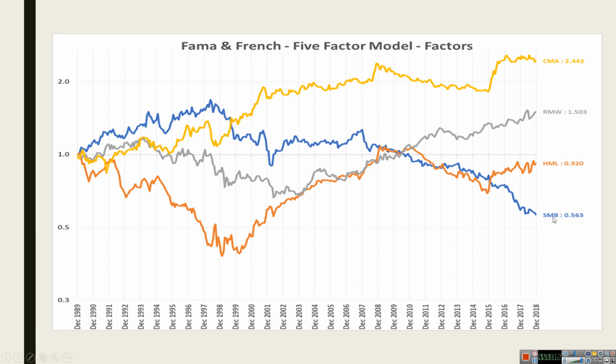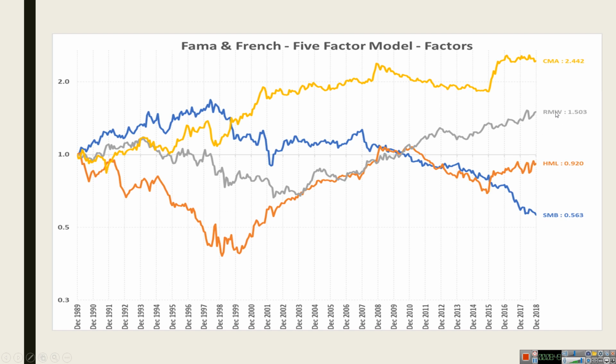This is small minus big, and you'll see that small companies did do better for about 10 years, and then they kind of didn't for the next 10 or 12 years, and then basically big companies did better than small companies, and so this ends up being negative over here. Similarly, this is looking at high minus low, so this is our value growth. You can see, in fact, growth did better, then value did better, and then basically nothing over here, and it ends up slightly negative.